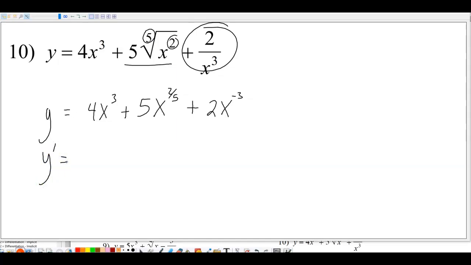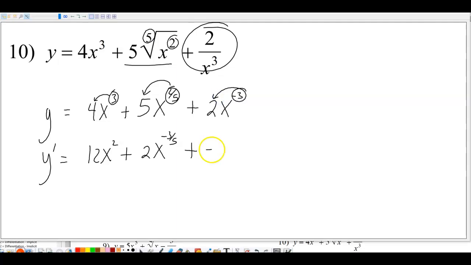So the derivative is going to be just the power rule. You multiply that, take one off the exponent, and you're done. Next one, multiply there. 2/5 times 5 is going to be 2. Subtract 1 from your power, and you get negative 3/5. Multiply that to the front, you get negative 6. Take 1 off your power, now it's negative 4.